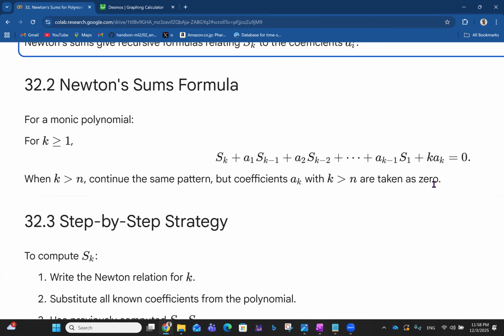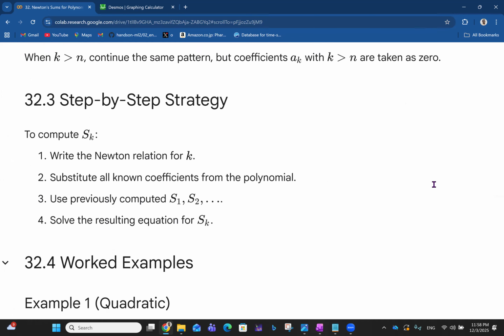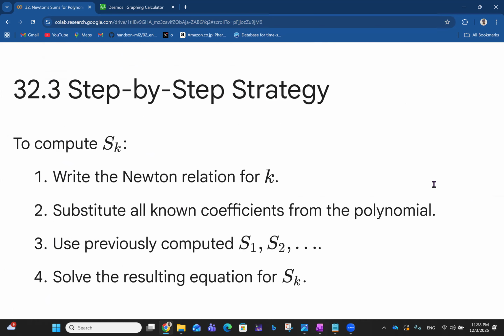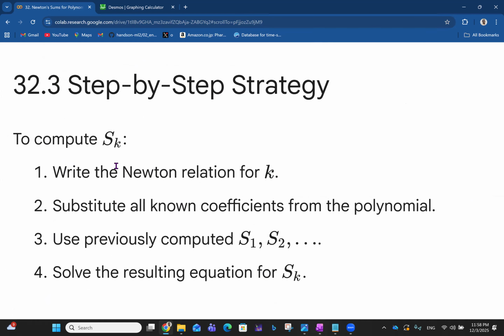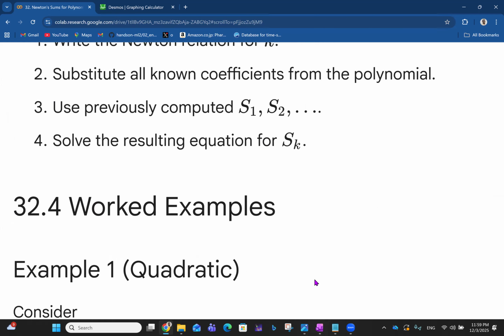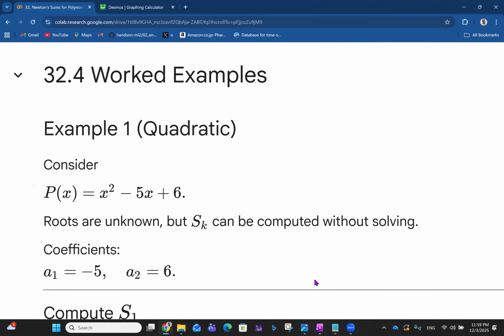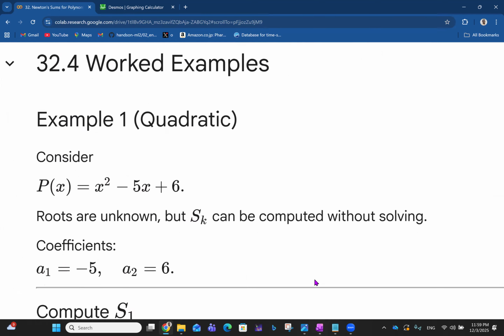Okay, so let's look at a step-by-step strategy for working this out. To compute S sub k, first of all, write the Newton relation for k. Then substitute all known coefficients from the polynomial, then use previously computed S1, S2, and so on, and solve the resulting equation for S sub k, as we're going to see in the next couple of examples. So, what examples?